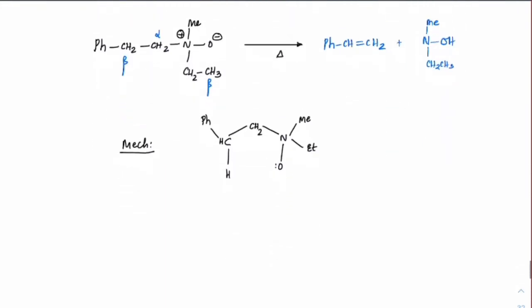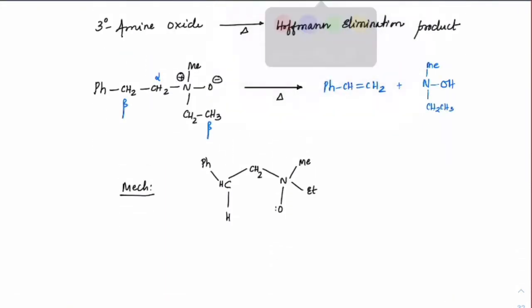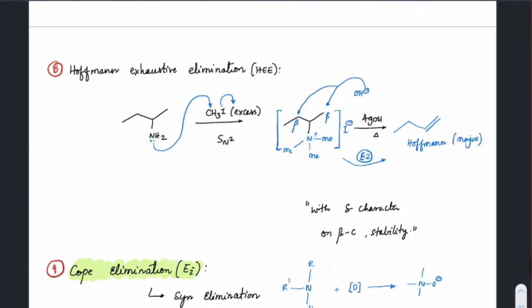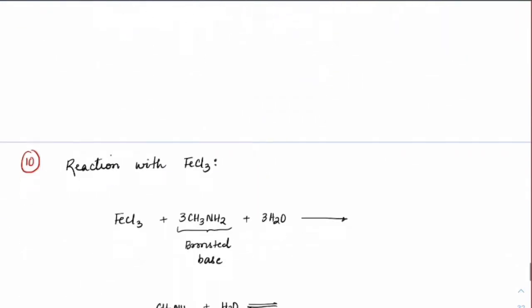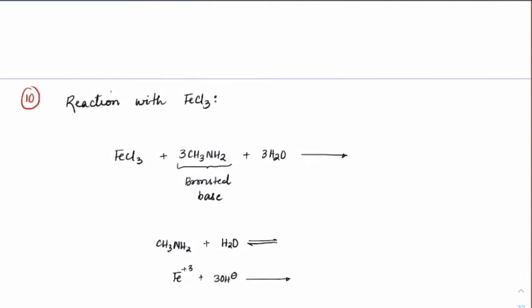Now how does this happen? Check it out. PhCH2CH2NMe with this O minus. It will extract a proton from here, the double bond will form here, and this sigma bond will break with the lone pair, and that's how we will get this as the major product. So you have already studied Hofmann exhaustive elimination and Cope elimination. Both of these reactions happen this way. Always look out for Hofmann as the major product.